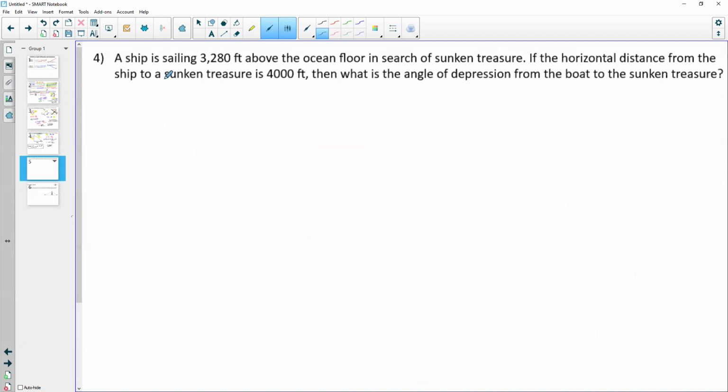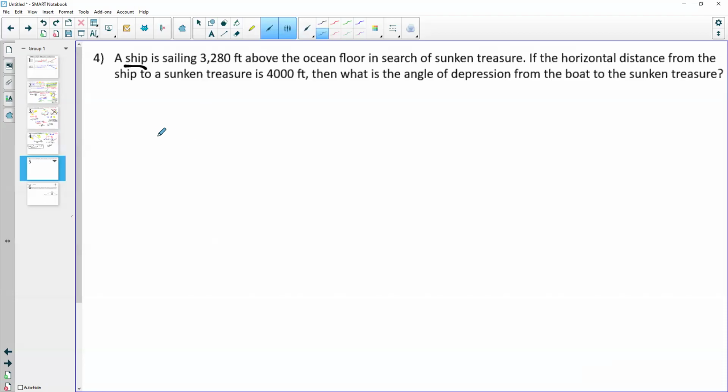Number 4 says a ship is sailing 3,280 feet above the ocean floor in search of sunken treasure. If the horizontal distance from the ship to sunken treasure is 4,000 feet, then what is the angle of depression from the boat to the sunken treasure? This one is one of the harder ones to draw. So let's break this up into chunks. It says that we have a ship sailing 3,280 feet above the ocean floor.